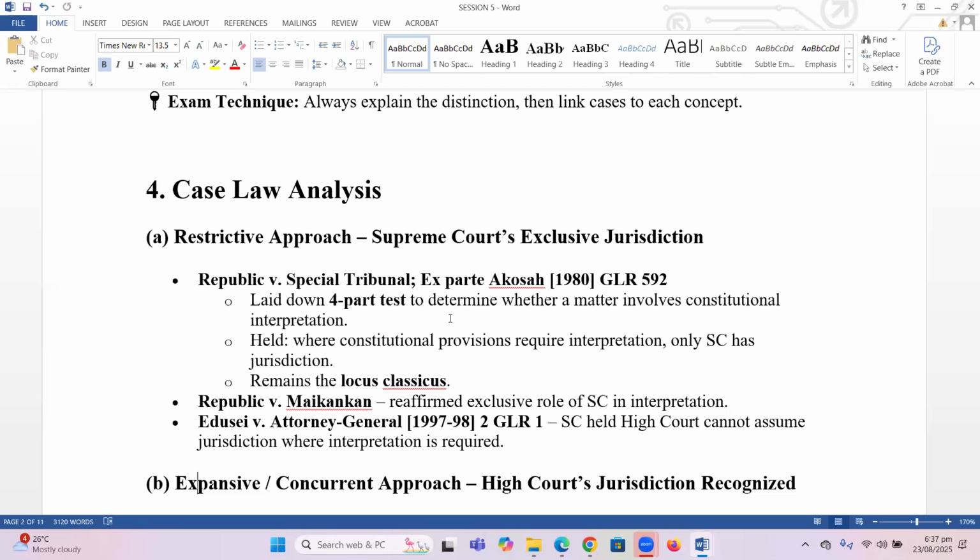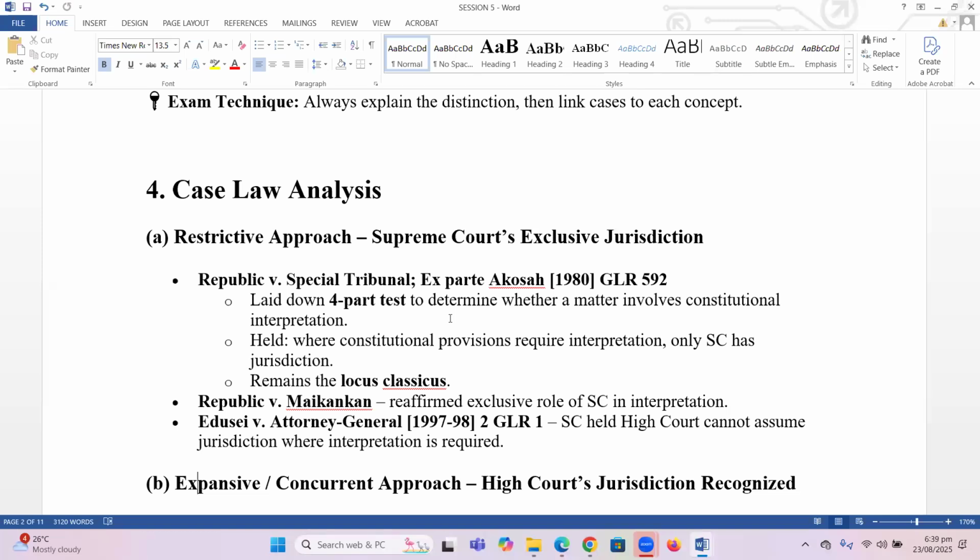Maikankan brought a certain line of doctrine or jurisprudence, which was to the effect that if there was a matter, for example, before a court other than the Supreme Court, and the matter was one requiring just enforcement, if you like, and not interpretation, the particular court could deal with it. And where another person was aggrieved by how the court dealt with it, he could have his remedy by way of appeal and eventually to the Supreme Court. So that's what used to be called the Maikankan doctrine.